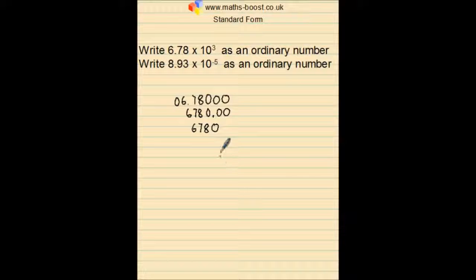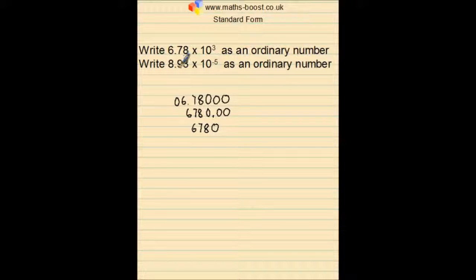6,780 if you like. In time, you may come to recognize that anything to the power 3 is thousands, to the power 6 is millions, to the power 9 is billions. And of course you can quickly home in on the actual size of these numbers.